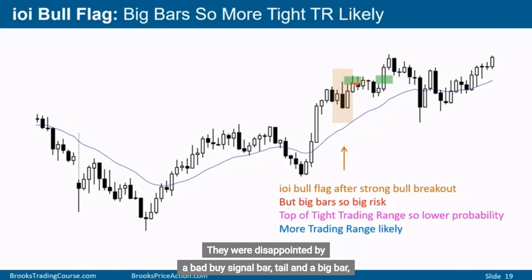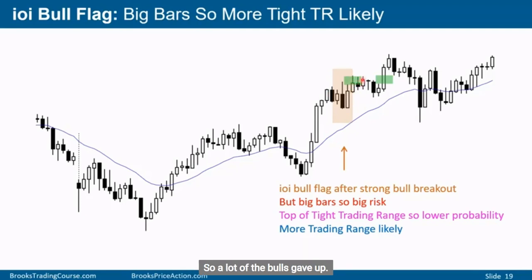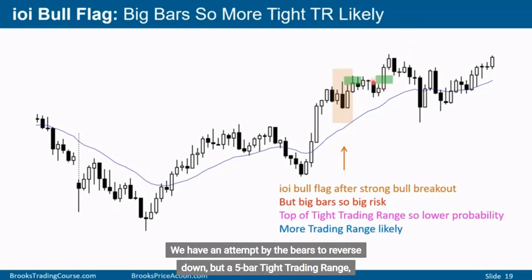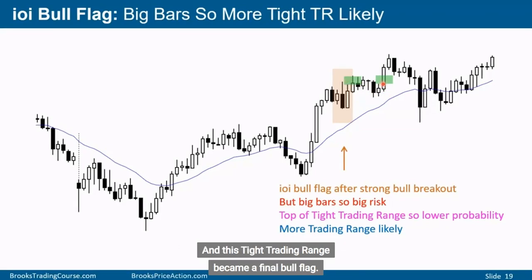They were disappointed by a bad buy signal bar, tail, and a big bar, 2 bear bars here, and then the entry bar, tail, and the follow-through bar, a bear bar. So a lot of the bulls gave up. We got one more push up. You could buy this. We have an attempt by the bears to reverse down, but a 5 bar tight trading range, all the bars with tails, 6 bars. I don't think it's very good stop order buying. And this tight trading range became a final bull flag.